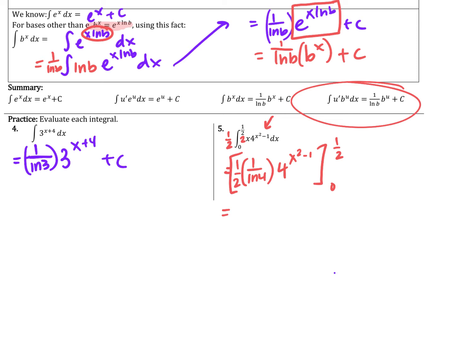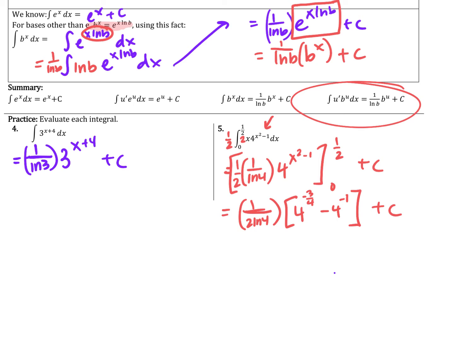to 1/2. I'm going to factor this scalar out, 1 over 2 natural log of 4. And then I'm going to use substitution here: if I plug 1/2 in, I'm going to get 4 to the negative 3/4. If I plug 0 in, I'm going to get 4 to the negative 1. And I'm going to go ahead and leave it there, unsimplified. So not a lot of times are you going to have to use this particular formula, but when the opportunity arises and you have an exponential function, this is how you're going to integrate it.